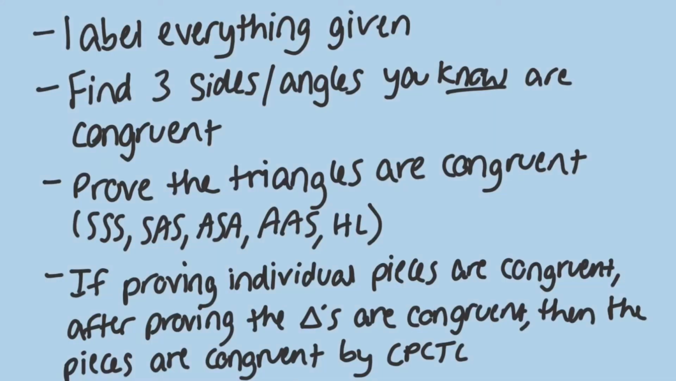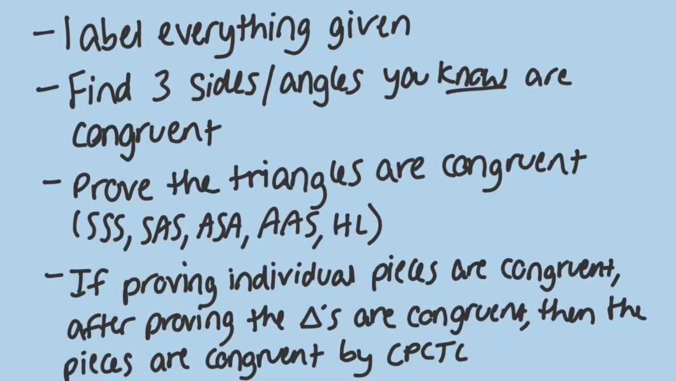Then you want to prove that the triangles are congruent, and you can use side, side, side, side, angle, side, angle, angle, side, or the hypotenuse leg theorem. And if you're trying to prove that individual pieces of 2 triangles are congruent, then you usually want to start by proving that the triangles are congruent, and then you can say that the different sides or the different angles are congruent by the corresponding parts of congruent triangles are congruent theorem.